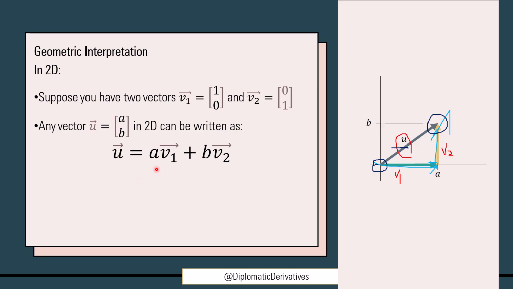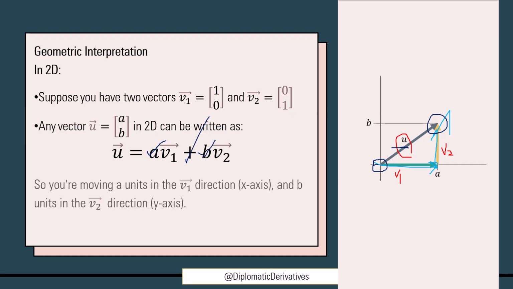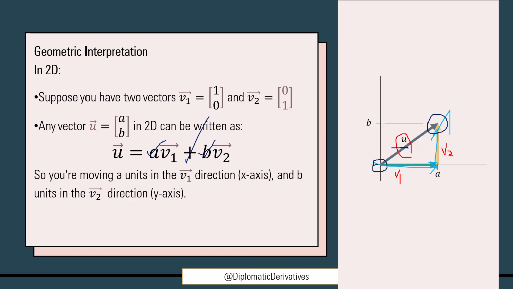So what you're basically doing in the linear combination is scaling and then adding. Remember, linear combination is two things: you will scale and you will add. That's linear combination. So you're moving A units in the V1 direction and B units in the V2 direction.